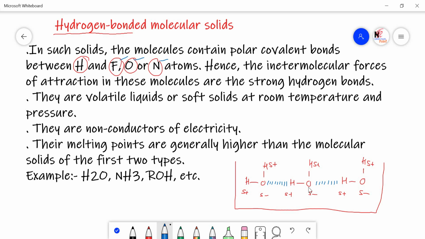But due to the presence of the stronger hydrogen bond, they possess a little bit higher boiling point and melting point values also, and they always exist in the liquid state.